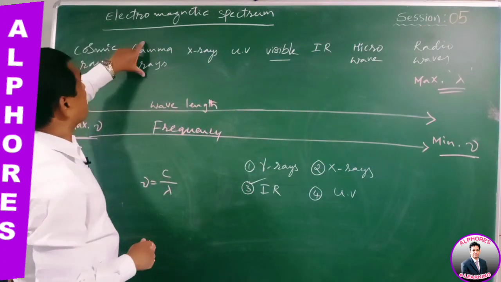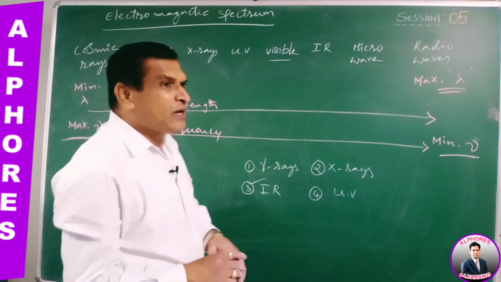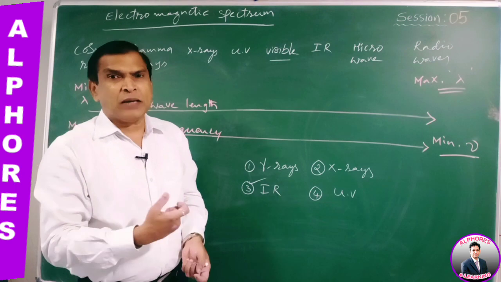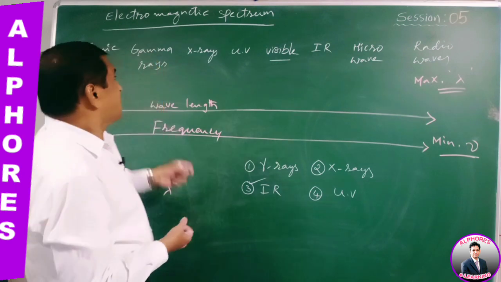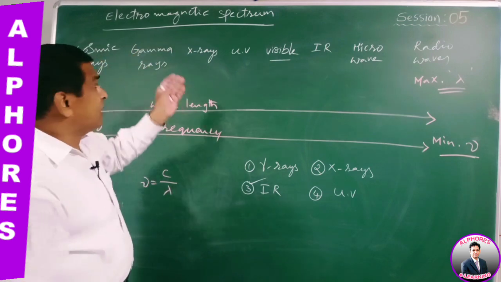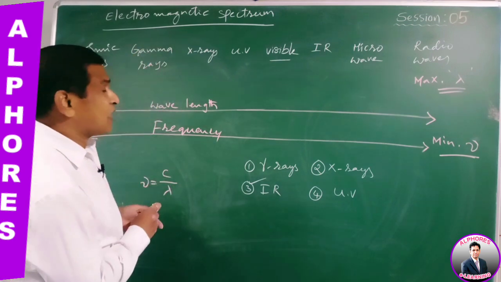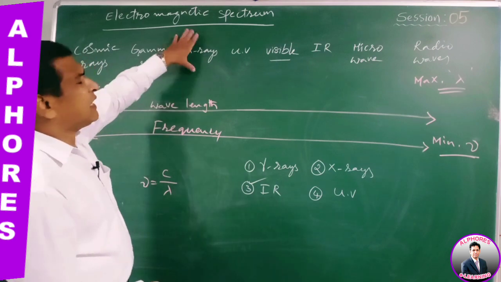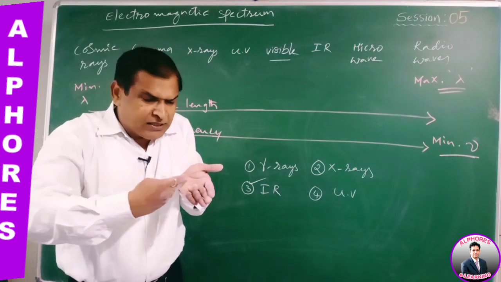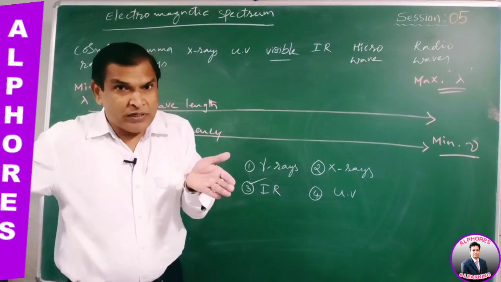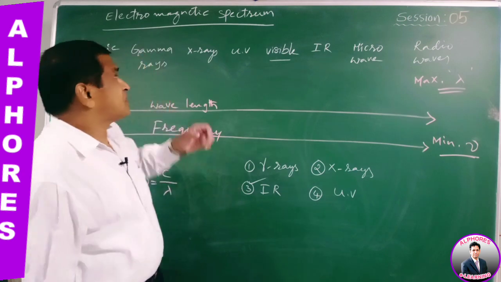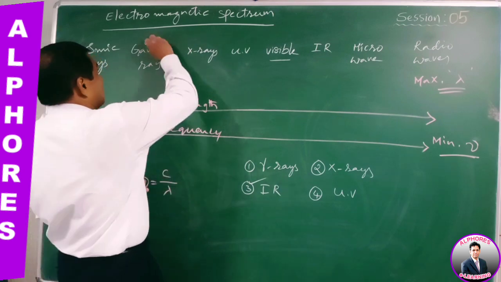Gamma rays are produced from the nuclei of unstable radioactive isotopes. That is one, gamma rays. And let us see X-rays. X-rays are produced when a stream of cathode rays hits the surface of a metal. When a beam of cathode rays hits the surface of metal, it produces X-rays. That is the source of the X-rays.